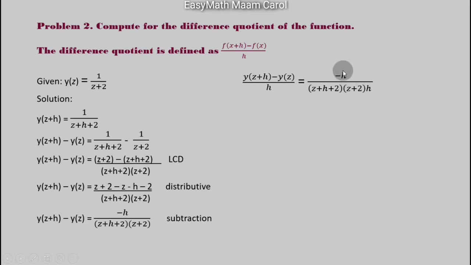Diba? By cancellation, i-divide natin yung h sa numerator and denominator. So, ang mangyayari, if we do that, ay mawawala yung h dun sa denominator at ito ay magiging negative 1 na lang. So, this ends yung expression natin. So, the difference quotient is equal to negative 1 over the quantity z plus h plus 2 times the quantity z plus 2. Okay? So, yan na yan. So, let's proceed with other problems na associated sa functions.